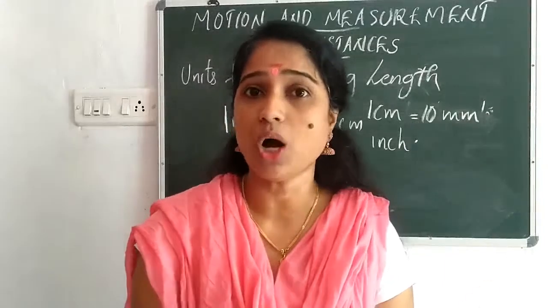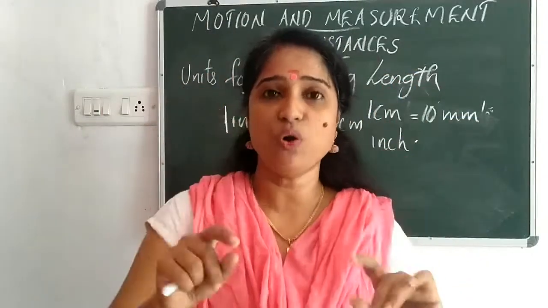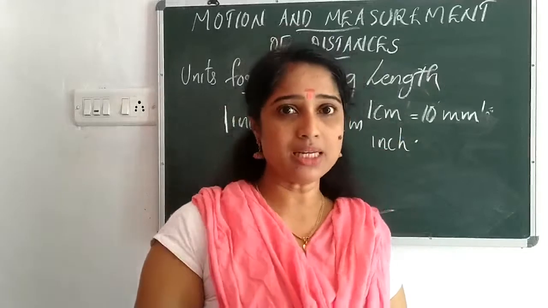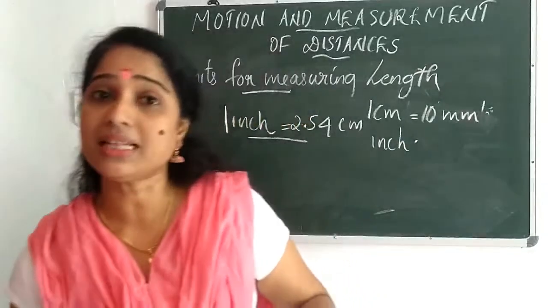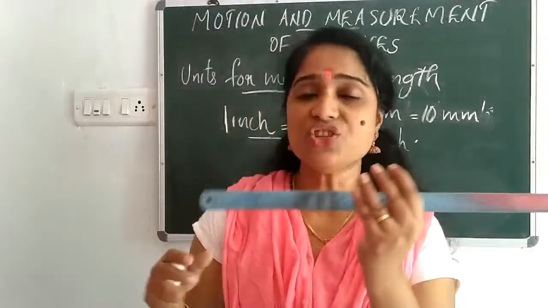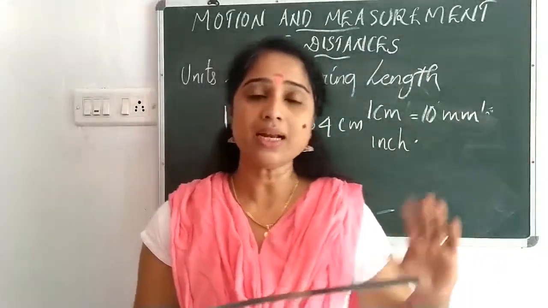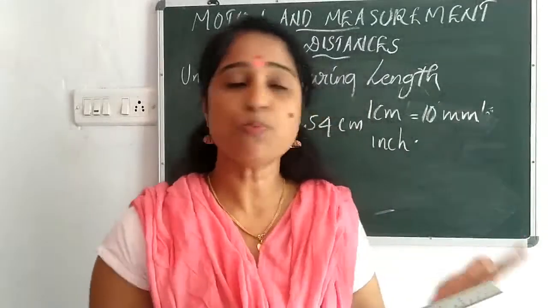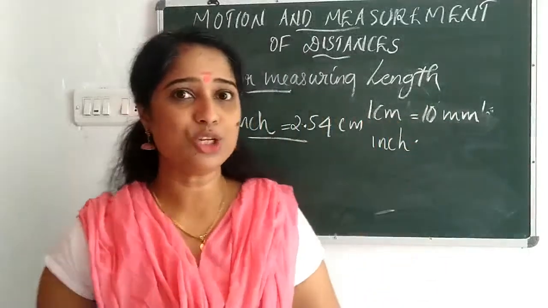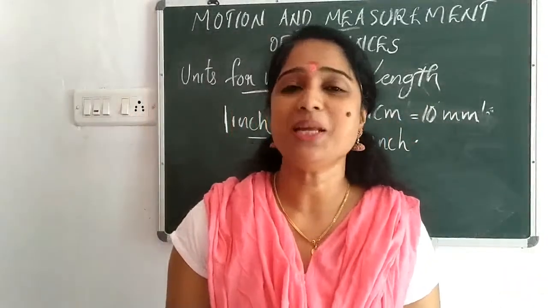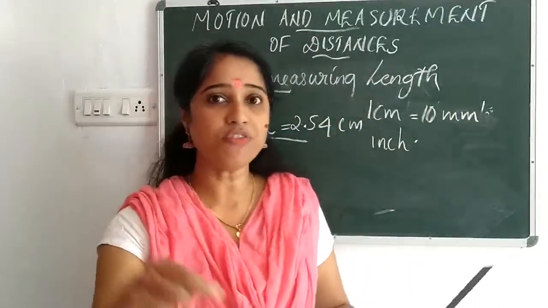So 1 inch equal to how many centimeter? So you should know 1 inch equal to 2.54 centimeter. Clear? So in our scale we can see the centimeter as well as the inch. Both are clearly given in the scale that we use. Clear? And in between the centimeters, you have seen the smaller lines. They are known as the millimeter. And 1 centimeter equal to how many millimeters? 10 millimeters.